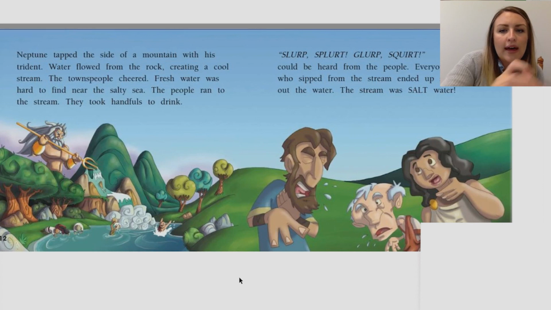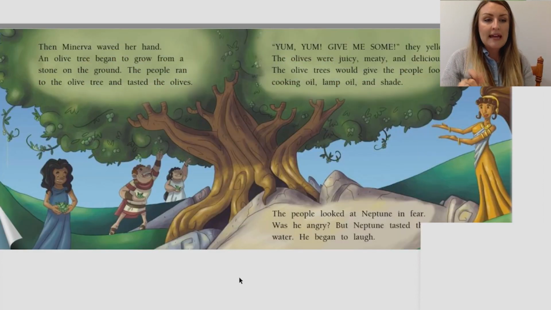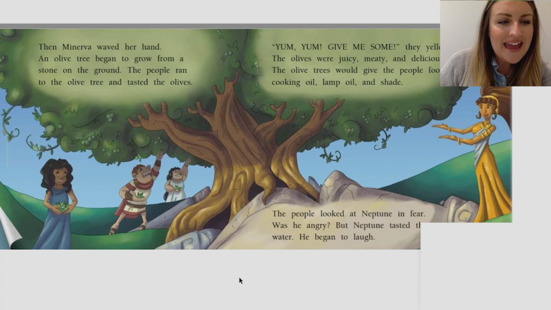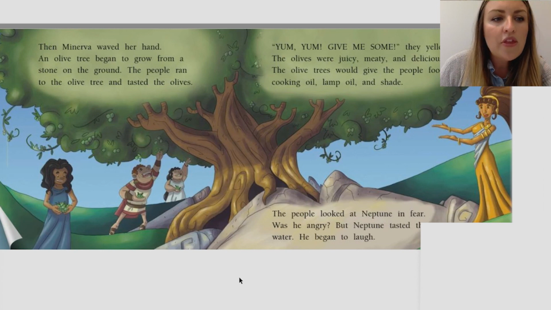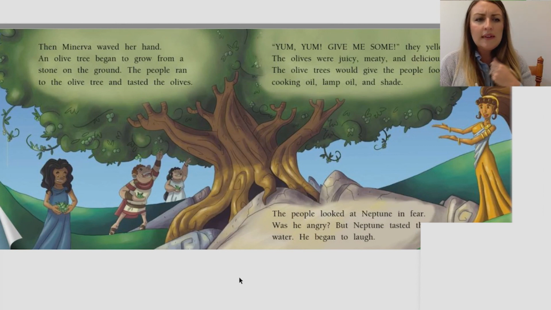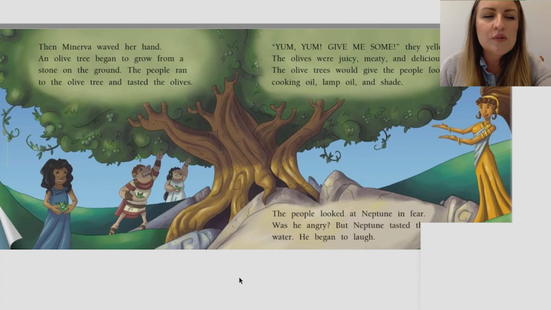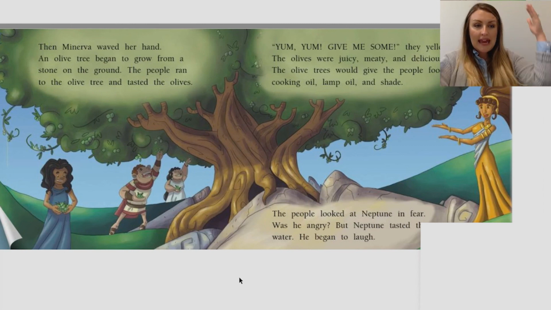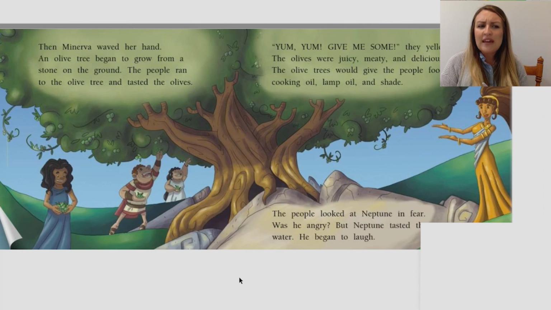Then Minerva waved her hand, and an olive tree began to grow from the stone on the ground. The people ran to the olive tree and tasted the olives. Oh, yum, yum, give me some, they yelled. The olives were juicy, meaty, delicious. The olive trees would give people food, cooking oil, lamp oil, and shade. So the people looked at Neptune in fear. Was he angry? But Neptune tasted the water.